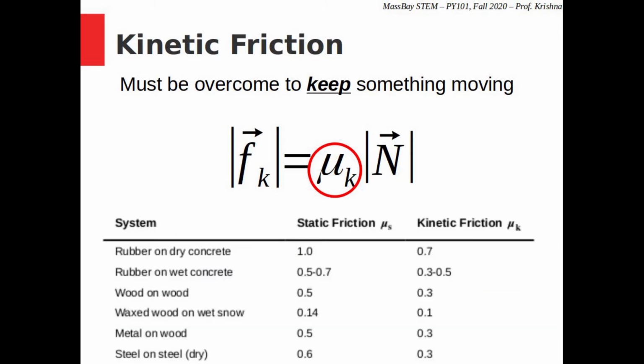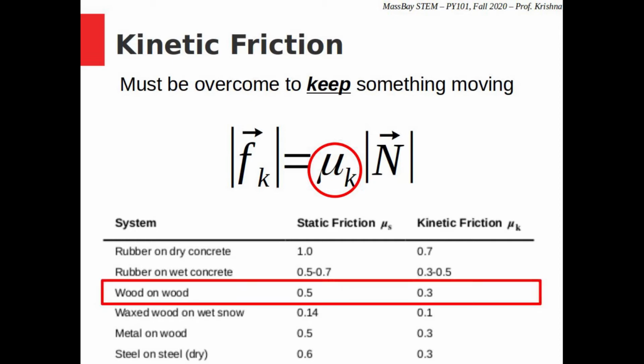For any pair of materials, the value of mu sub k is different and virtually always less than the value of mu sub s. As we saw before, for wood on wood, mu sub s was 0.5, but mu sub k is only 0.3. The difference arises because it is virtually always harder to start something moving than it is to keep something moving. It is virtually always the case that the coefficient of static friction, which you need to overcome to start something moving, is larger than the coefficient for kinetic friction, which you need to overcome to keep something moving.